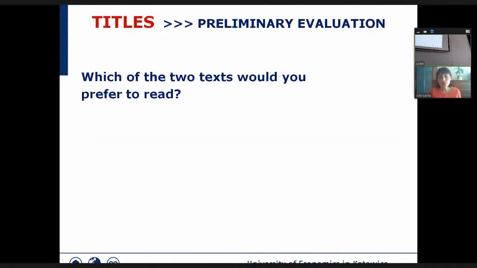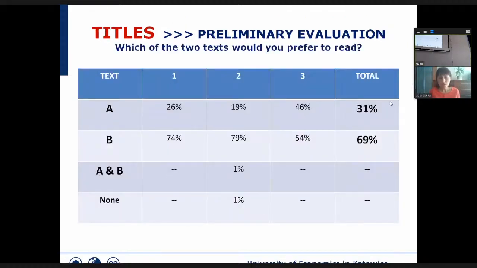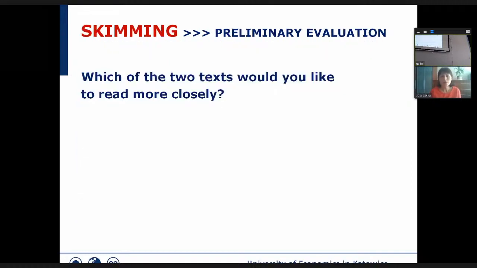The next stage was the titles stage. So the students were shown just the titles of the two texts and asked to provide the answer in the questionnaire to the question, which of the two texts would you prefer to read, just based on the titles. Okay? And as you can see, the percentage of students who chose text B, the basics of the fundamentals of the internet-based text, is more than twice as high as the percentage of students who indicated text A, the one from the course.